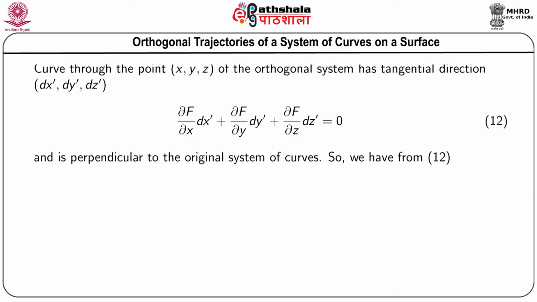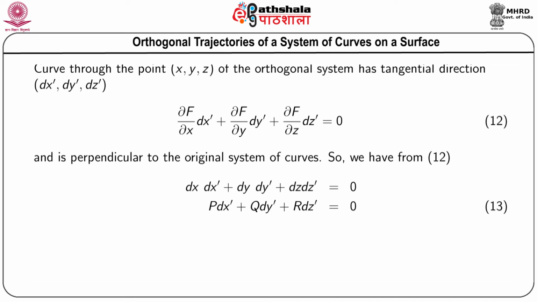So, the curve through x, y, z of the orthogonal system has the tangential direction dx dash, dy dash, dz dash, then it will satisfy the equation del f del x dx dash plus del f del y dy dash plus del f del z dz dash equals 0, since the orthogonal system also lies on the surface f and it is perpendicular to the original curve. That means dx dx dash plus dy dy dash plus dz dz dash must be equal to 0, and dx, dy, dz are proportional to p, q, r. So, we arrive at equation number 11.